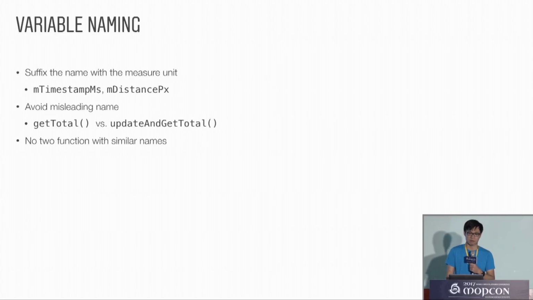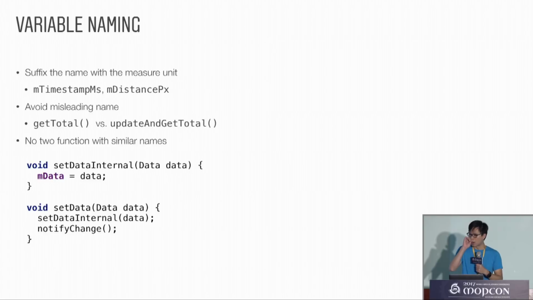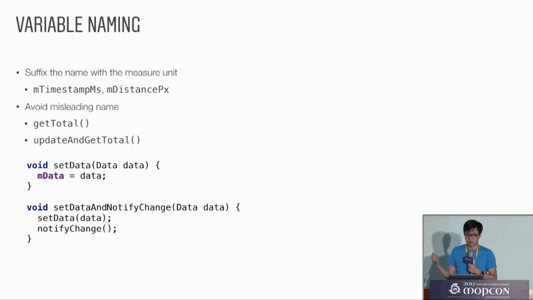Also, don't have two functions that have similar names. For example, I see many cases where you have setData and setDataInternal. And this is, again, the same thing. You have two functions with similar names, and I don't know which one I should call and what the differences are. I have to read into the code to see the differences. So in this case, you could just call it setData that only sets the data, and you call setDataAndNotifyChange that sets the data as well as notifies the change. So it's very clear what this function does. You mention all the side effects this function is going to have.